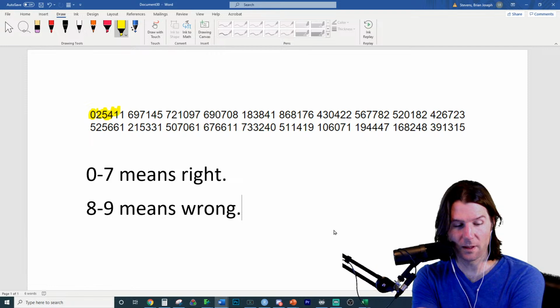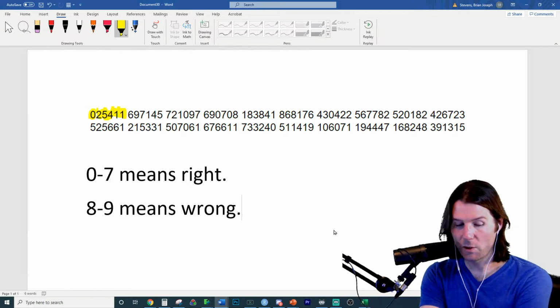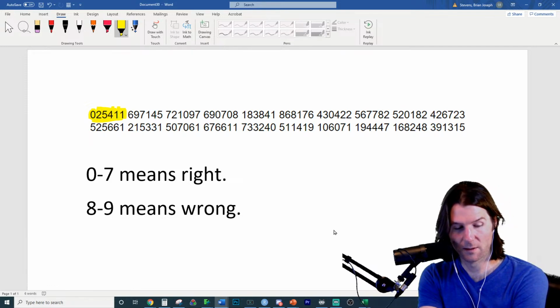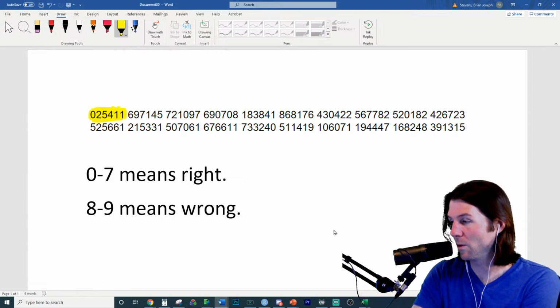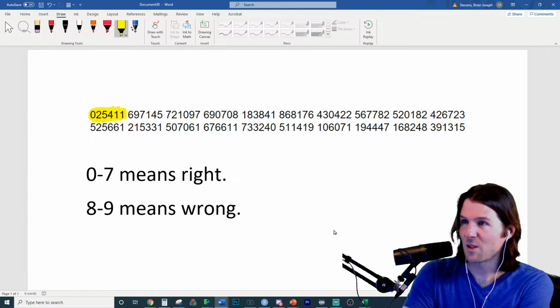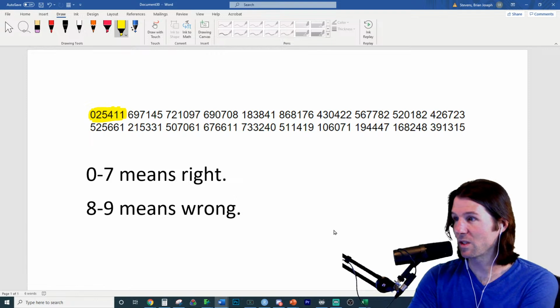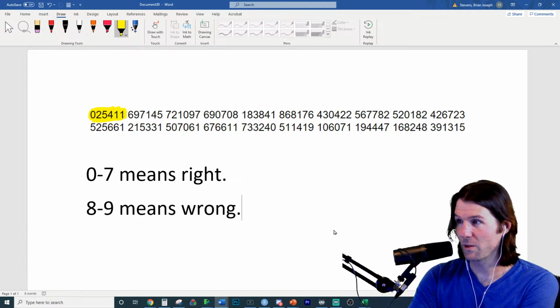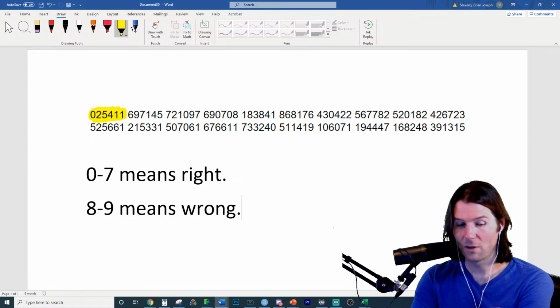And the third and the fourth and the fifth and the sixth? Did you get all the questions correct right here? So 0 means you got it right, 2 means you got it right, 5 means you got it right, 4 means you got it right, 1 means you got it right, 1 means you got it right. So all those numbers are contained between 0 and 7. So what does this mean right here? That means you got them all correct.